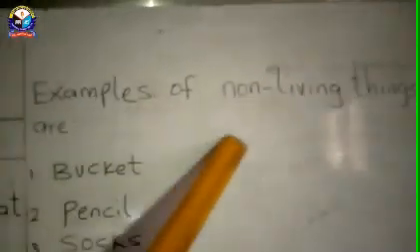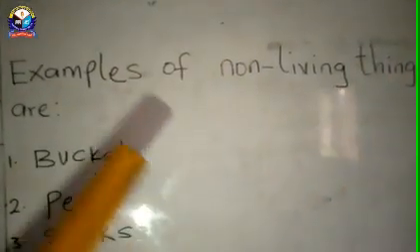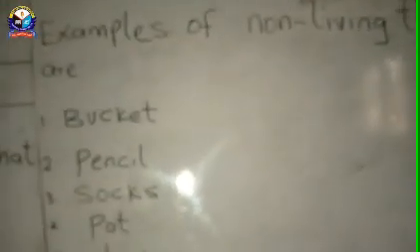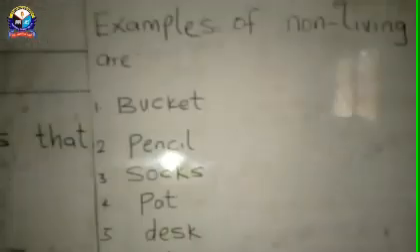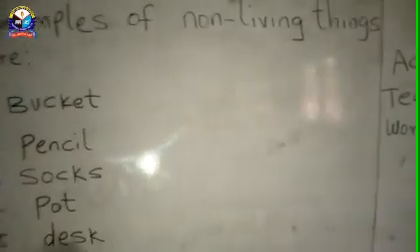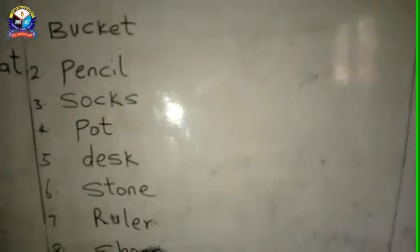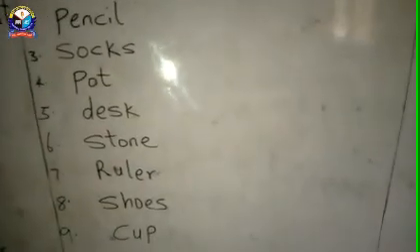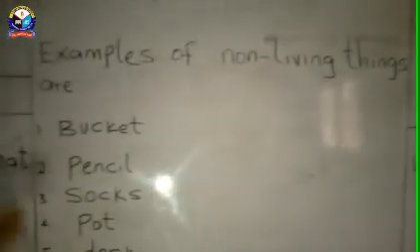Here are the examples of non-living things. We have buckets as an example of non-living things, things that cannot move from one place to another. They don't have life in them. Another one, we have pencil. We have socks, pot, desk, stone, ruler, shoes, cup, and book. So here are the examples of non-living things.